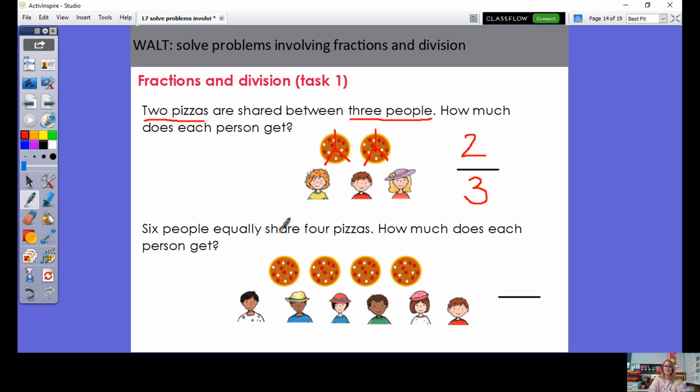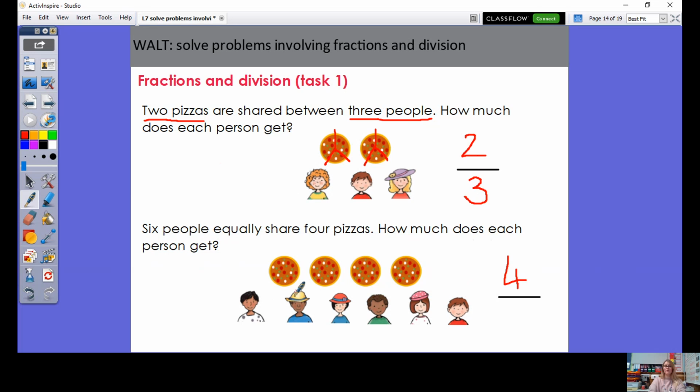If 6 people equally share 4 pizzas, how much does each person get? So it's a little bit tricky this time because we've put it a different way around. But look, there are 4 pizzas. That is my whole that I'm sharing. So that should be my numerator. And my denominator is how many people.